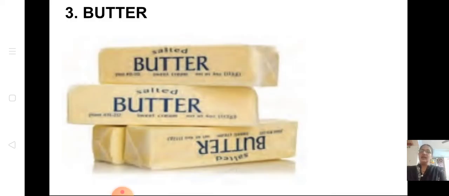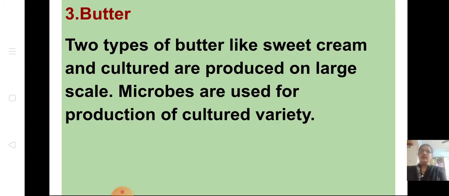Okay. So the next one we are going to learn is butter. What all did we learn? We learned about yogurt as well as dairy products. Now we come to the third product, which is butter. Two types of butter, sweet cream and cultured, are produced on a large scale. Microbes are used for production of the cultured variety. So for cultured butter only, microorganisms are used. For sweet cream we don't use microorganisms.